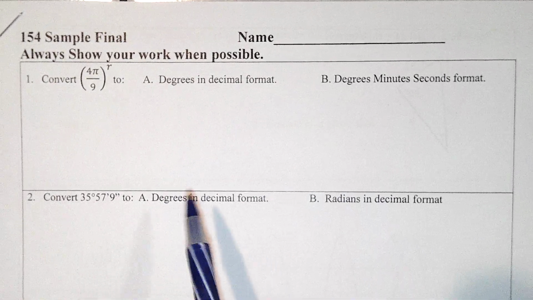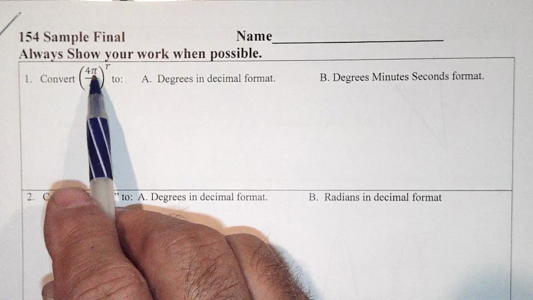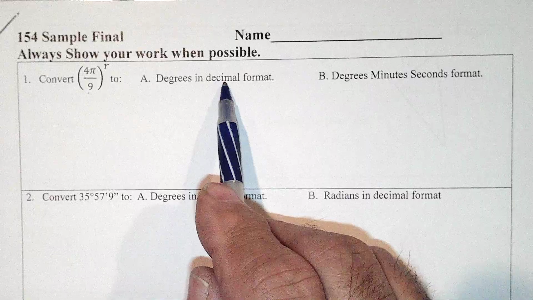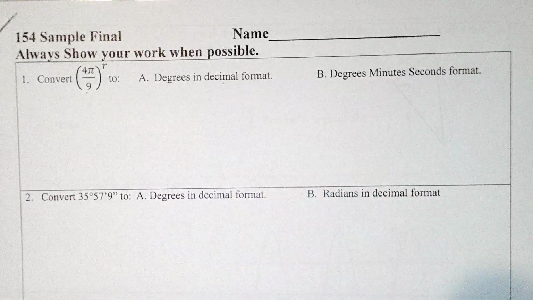Okay, let's go over our sample final. So we've got radian measure, and we're supposed to change it to degrees in decimal format.